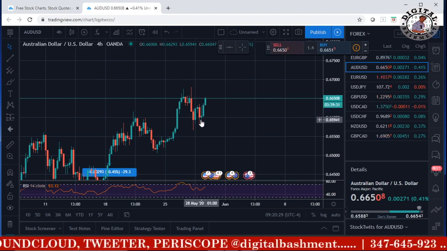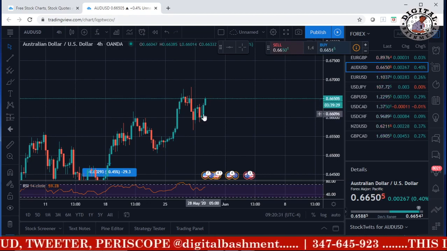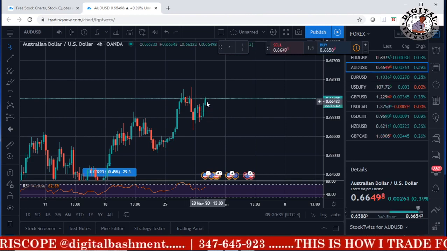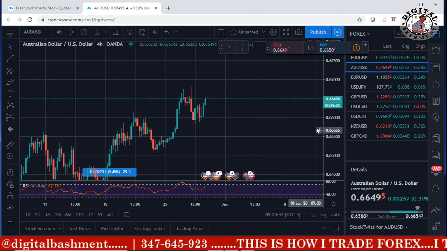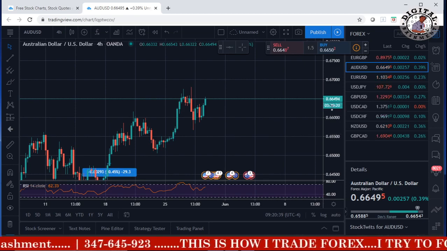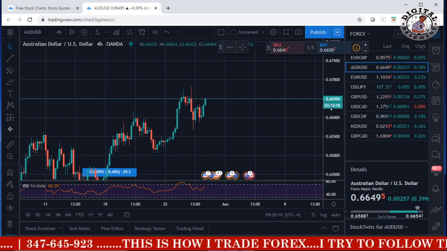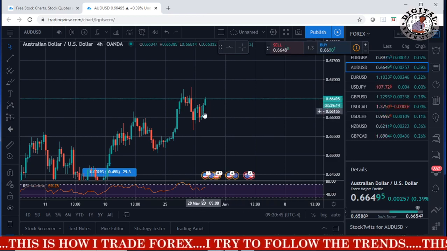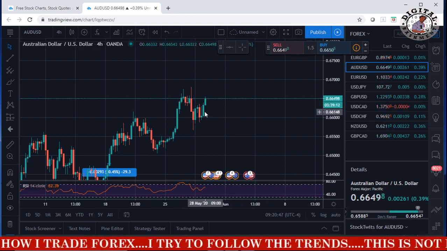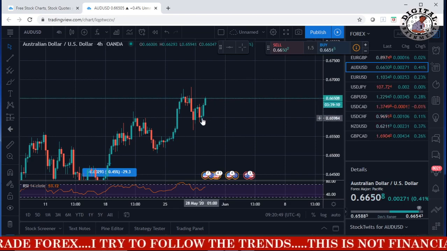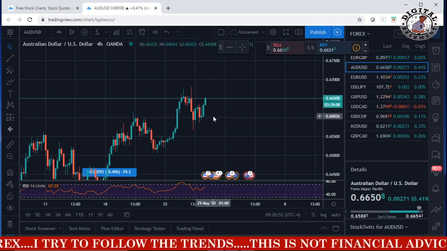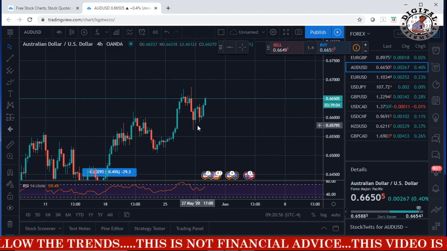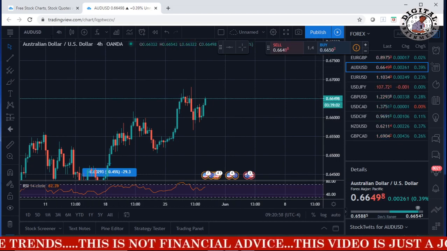Each candle represents 4 hours. This is the current time, which has 3 hours and 49 minutes left. So this is your current candle, this is the previous 4 hours, this is the previous 4 hours. So we have 3 consecutive 4 hours where we're going up. Now that we can look into that, let's dial in and see what it's looking like.